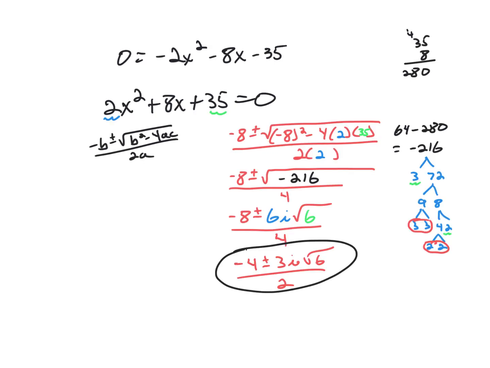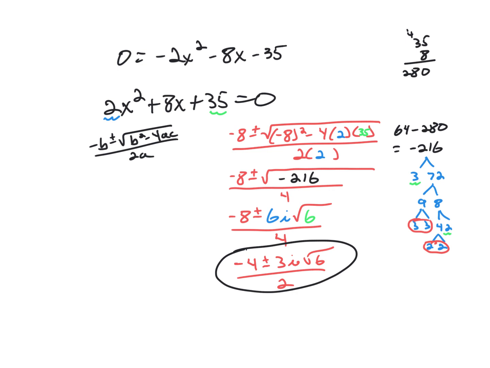Okay, so here you can see I have filled everything out with my negative b plus or minus the square root of b squared minus 4ac all over 2a. All right, when we work out the discriminant, negative 8 squared is 64. And then 4 times 2 is 8 times 35 is 280. So we're subtracting 280 from 64. We get negative 216. So the discriminant's negative 216. So when that's negative, you already know you're going to have an i in your solution. That's going to be an imaginary complex number.